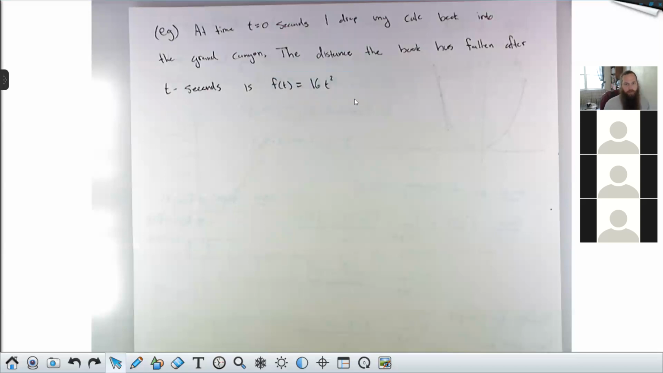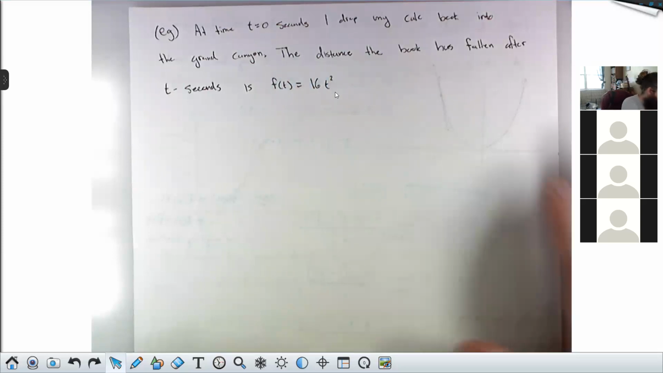All right, so if I want to know how far the book has fallen after 1 second, I plug 1 into this. Oh, it's fallen 16 feet. How far has the thing fallen after 2 seconds? You plug t equals 2 in here, and you get 16 times 4, 64 feet. After 3 seconds, you plug 3 in here, you get 16 times 9, whatever that is. This tells you how far the book has fallen.